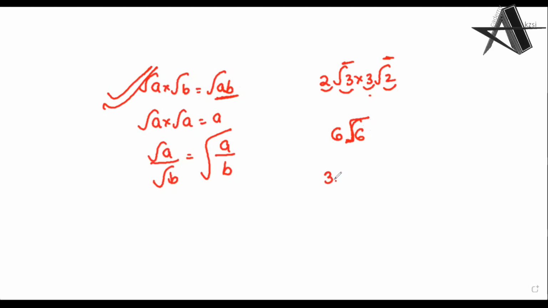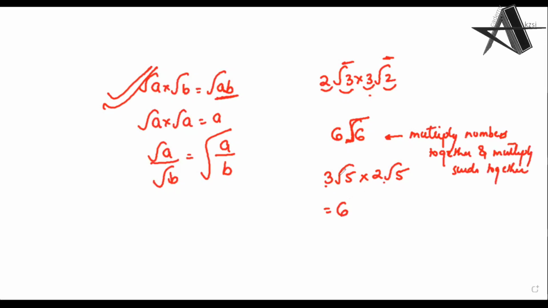Similarly, if it's 3 root 5 multiplied by 2 root 5, it's going to be 3 times 2. What you have to do is multiply the numbers together. So 3 times 2 will be 6, and root 5 times root 5 will be just 5. The answer is going to be 30. Let me know, is it clear or not?